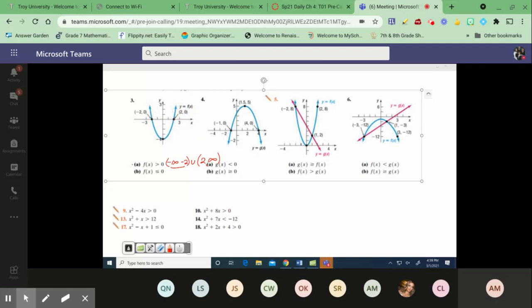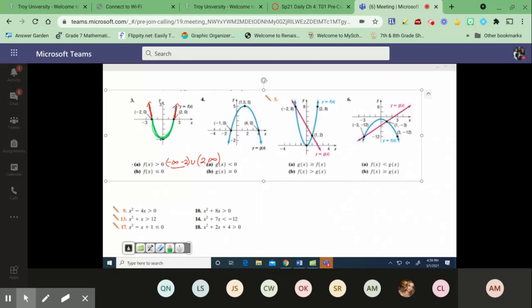I am talking about when my f of x, when my y is above 0. Okay, B says less than or equal to. So when I'm talking about less than or equal to, I got to be below. Right? So then I'm talking about this section right here.